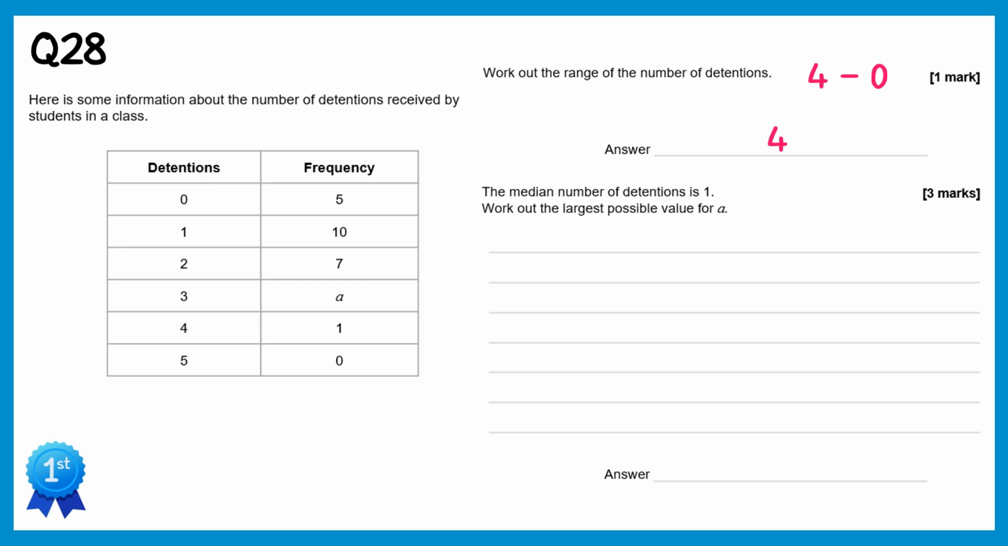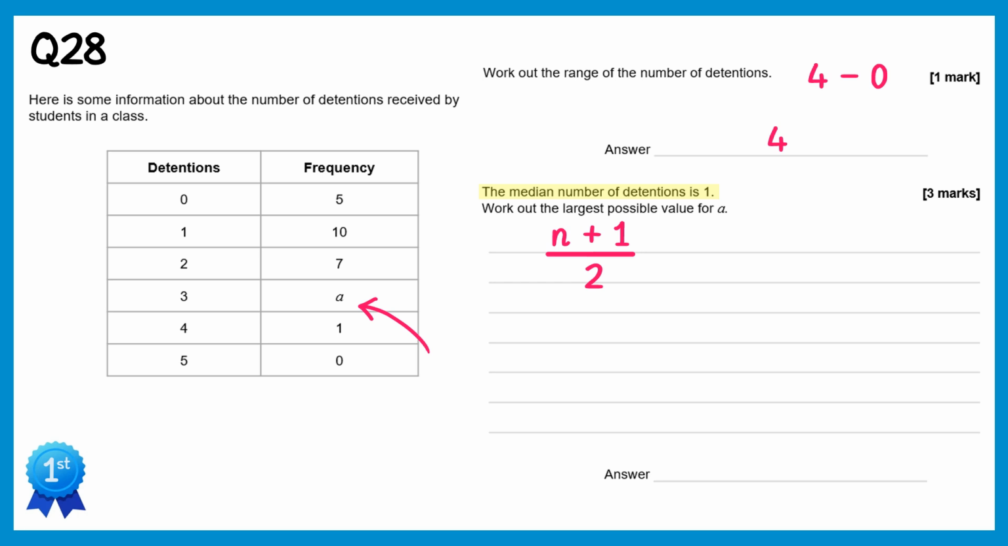For part B of this question, we're told the median number of detentions is 1, and we need to work out the largest value of A. A is the number here in the table. Now normally when working out the median, you find the total frequency, which we call n, you add 1 to it, and then divide it by 2, and this tells you where to look in the table. But this time we've been told what the median is. It's a 1. So one of those 10 people that had 1 detention is our median value.